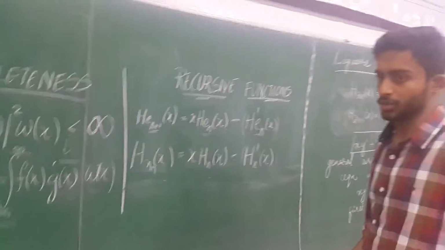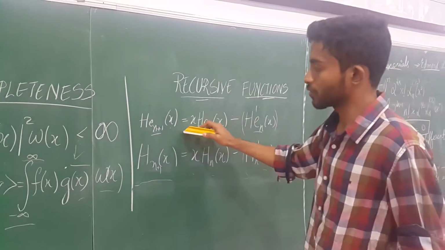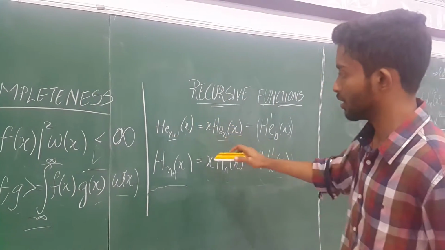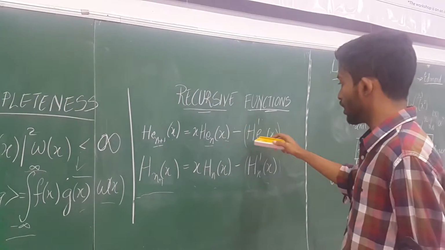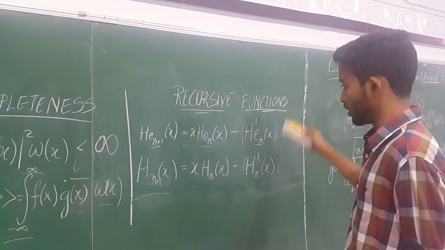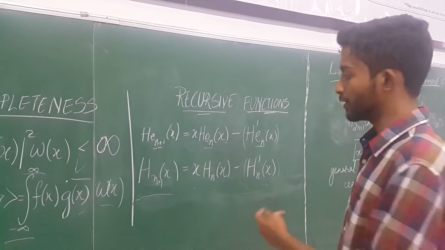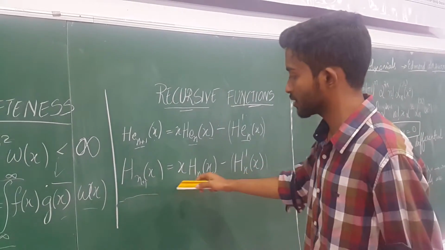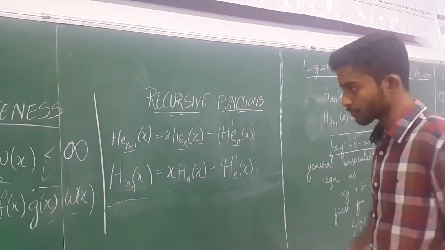Hermite polynomials are recursive, that is, they satisfy recurrence relations. So the recurrence relation for probabilistic Hermite polynomials is Hen+1(x) = x Hen(x) - Hen'(x). And similarly for physicist Hermite polynomials, the recursive relation is Hn+1(x) = 2x Hn(x) - Hn'(x).